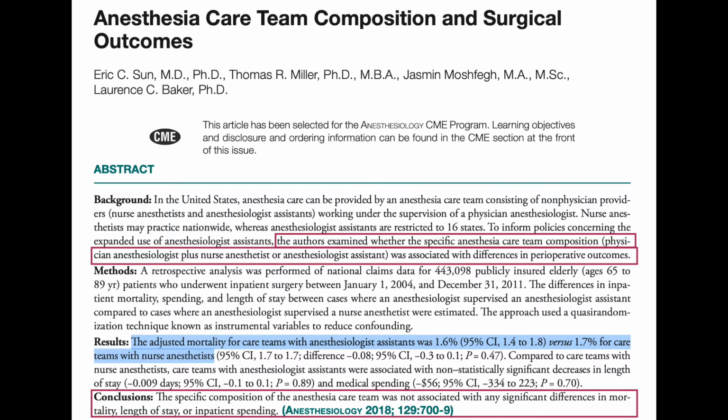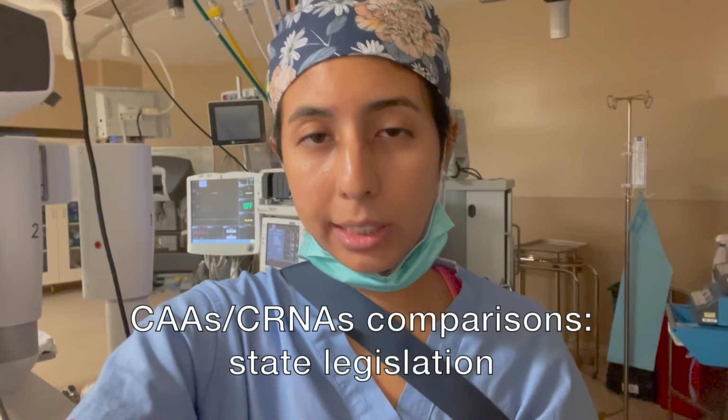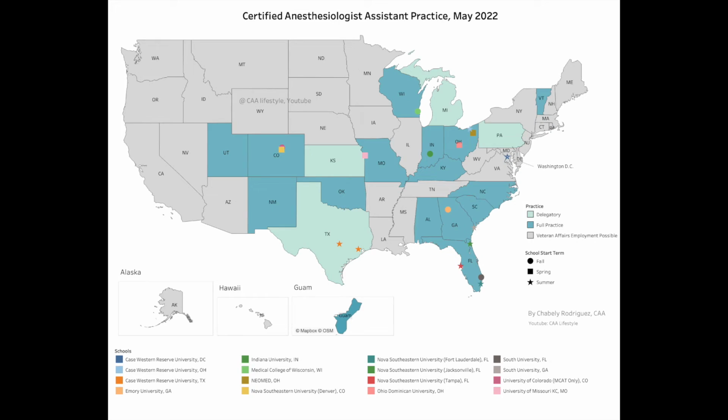This article supports anesthesia care teams that have anesthesiologist assistants in them. In this study of 443,000 patients, there were comparisons of ACT models that had CAAs versus CRNAs. And in the ACT model with CAAs, the adjusted mortality rate was very similar to the mortality rate for nurse anesthetists in the ACT model. This article states that even with differences in the composition of the anesthesia care team, the outcomes were very similar and not statistically different.